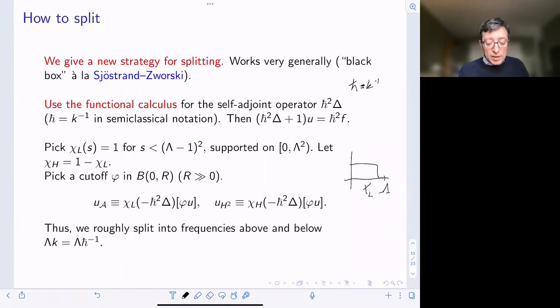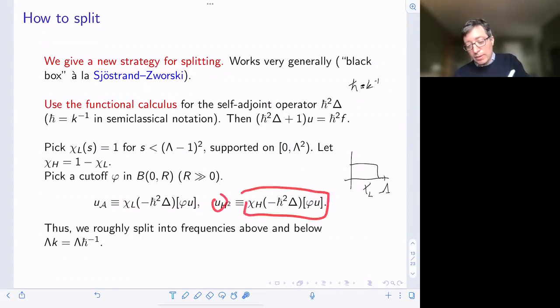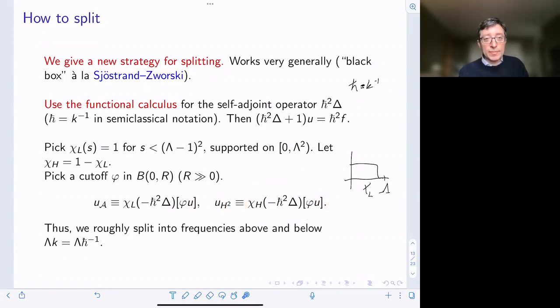And how am I going to split? I haven't emphasized this, but the splitting really only needs to be local. So I localize u by multiplying it by a cutoff function. That's important because I need to be in L2. And then I apply this function of minus h bar squared Laplacian. So you should think of that as a spectral localizer. It's localizing in the spectrum of the Laplacian. And this is all that u_A is. It's the low frequency spectral part of u locally. And u_H2, that's the high frequency part. chi H is 1 minus chi L. It's the rest. And as I'll explain in a moment, what this is roughly doing is splitting into frequencies above and below lambda k, where lambda was where this cutoff lives.